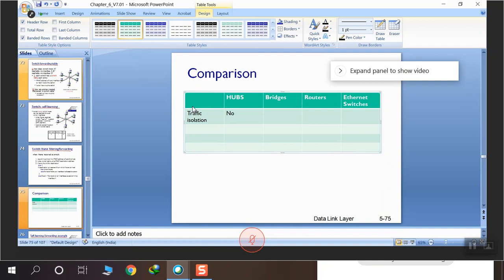We know here cut through, routers, we had a no. Another thing, bridges, we had a no. And Ethernet switches, yes, we have cut through switching. But how about hubs?